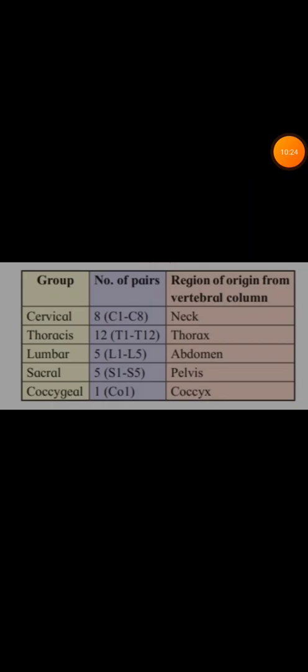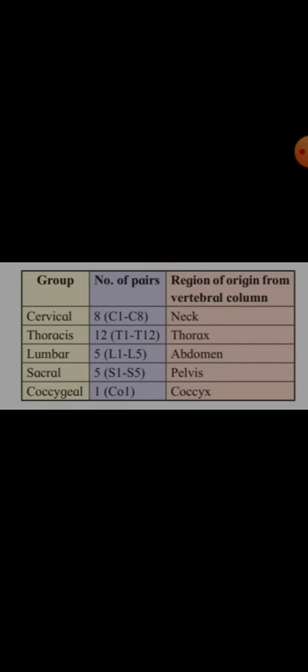So they are divided into 5 groups. First one is the cervical, second is thoracic, then lumbar, sacral and coccygeal. So the number of pairs: cervical are 8 pairs, that is from the neck region, C1 to C8. Okay, so C1 to C8, that is 8 in number.